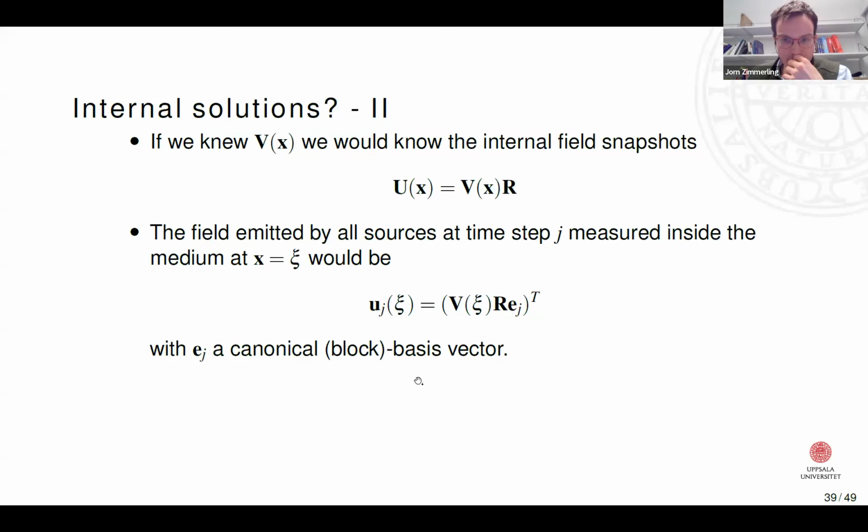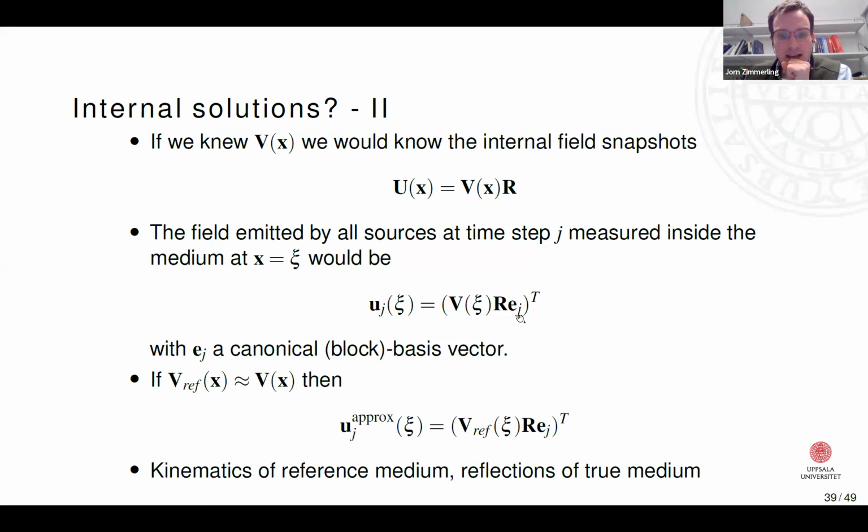So to show this, I will show these estimated internal Green's functions. U can be decomposed into V and R. And if I want to know the Green's function to all my sources for all time steps at the point Xi, then all I have to do is evaluate V at Xi and hit it from the right with my Cholesky factors R and the canonical basis vectors E_j. This quantity is of course exact, but if I replace V with some reference velocity, and this is a good approximation, I could approximate internal Green's functions.